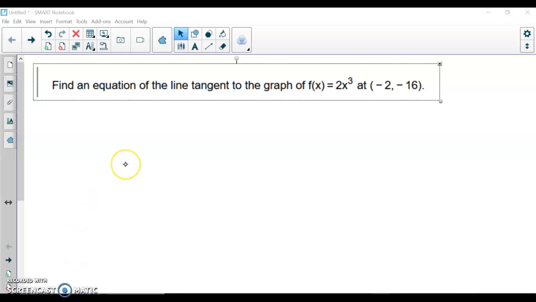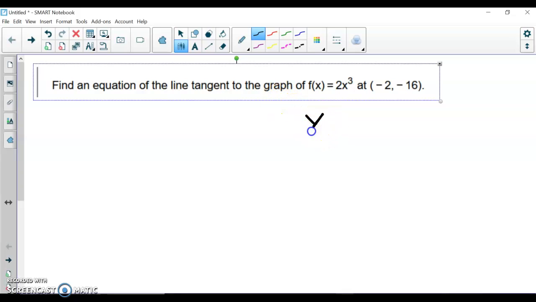In this question, we are asked to find an equation of the line tangent to the graph of the function f of x equals 2x cubed at a specified point, -2, -16. So, a few things to consider about tangent lines in general and how they relate to functions.